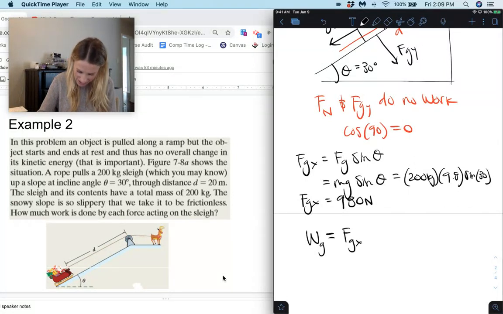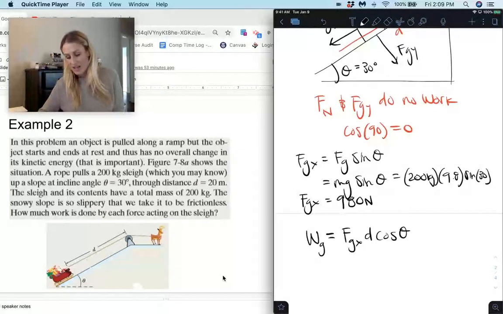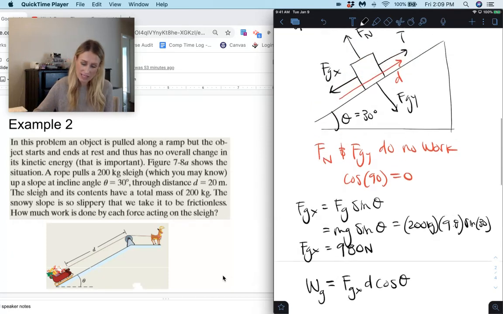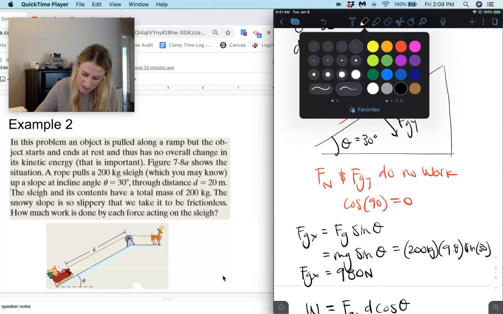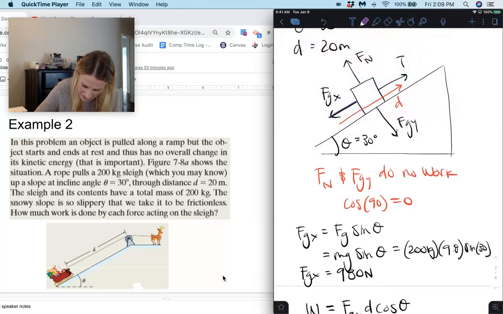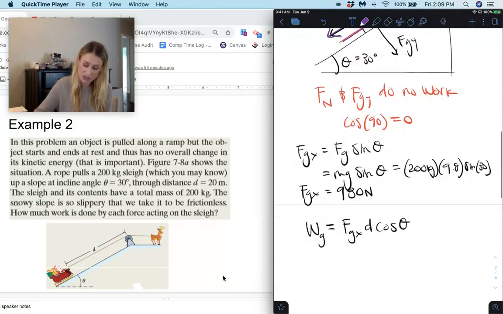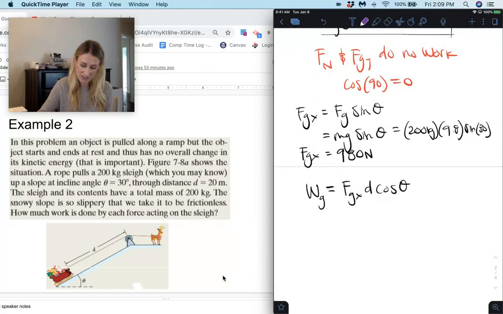So we get work done by the force of gravity is equal to the force of gravity in the x direction times the displacement times the cosine of theta. Now remember, this theta in this equation is going to be the angle between the force and the displacement vector. In this case, this force vector is down the incline. Now the displacement is up the incline. So the angle between those two is going to be 180 degrees.